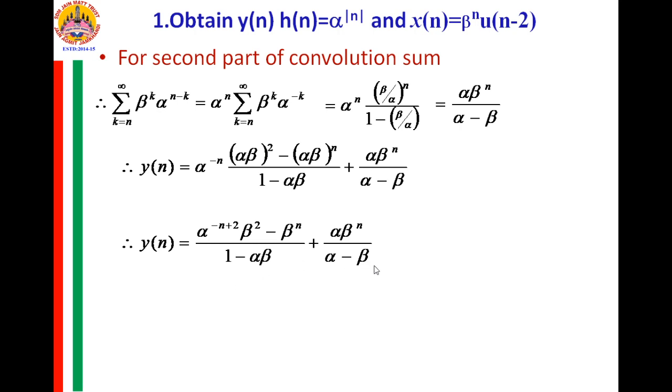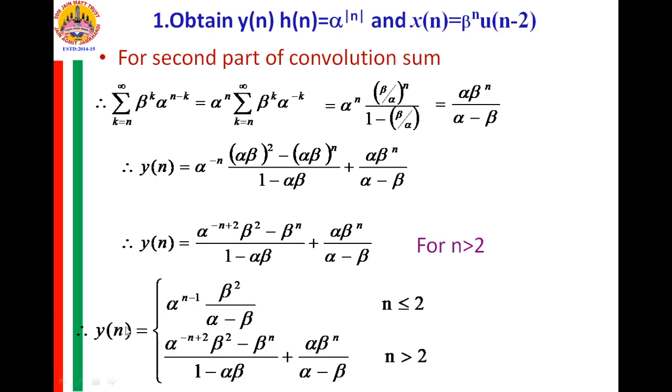This y of n we obtained for n which is greater than 2, and therefore, summarizing this y of n: for n which is less than or equal to 2, y of n is alpha raised to n minus 1 beta square upon alpha minus beta, and for n which is greater than 2 it is alpha raised to minus n plus 2 beta square minus beta raised to n, upon 1 minus alpha beta, plus alpha beta raised to n upon alpha minus beta.